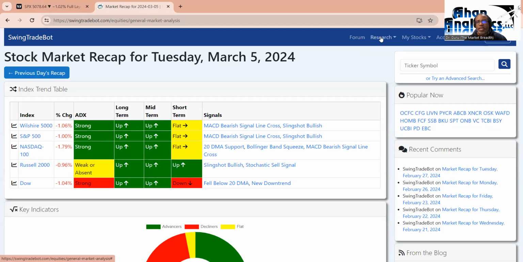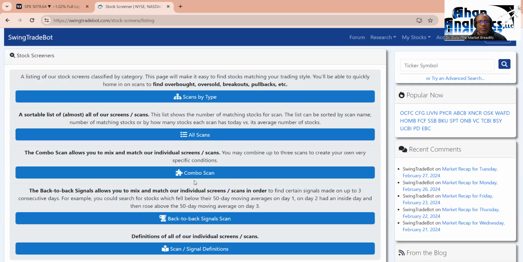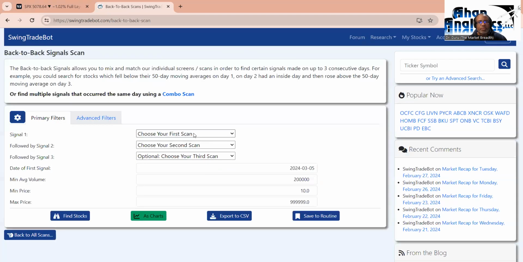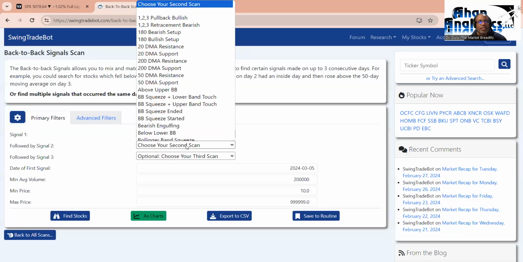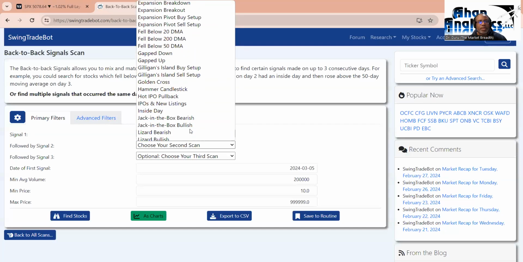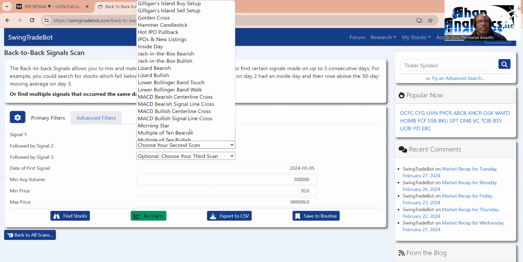So let's go right to the scans. Under research, we go to end of day scans. If you recall from the past video, I use a back-to-back signals scan. The first scan will be the 52-week closing, sorry, the 52-week high. Let's use the 52-week. This is a good choice here. I guess you could use either one. Let's go with the 52-week high because that will catch a few more candidates. And then the shooting star the next day.